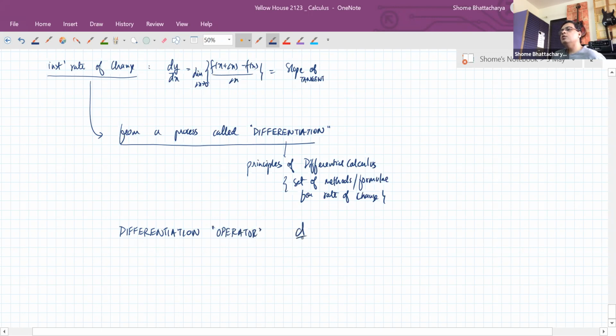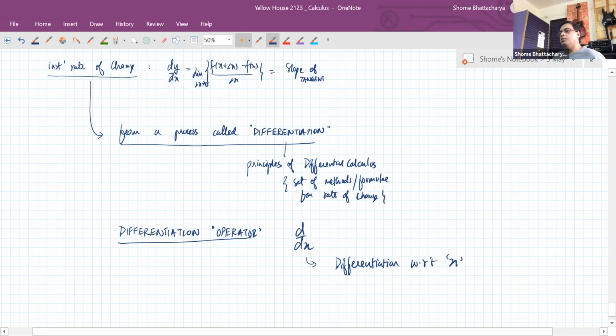It's like any other mathematical operator. It applies on something and gives us an output. So this is the differentiation operator. This is the symbol for it. So this is read as differentiation with respect to x.